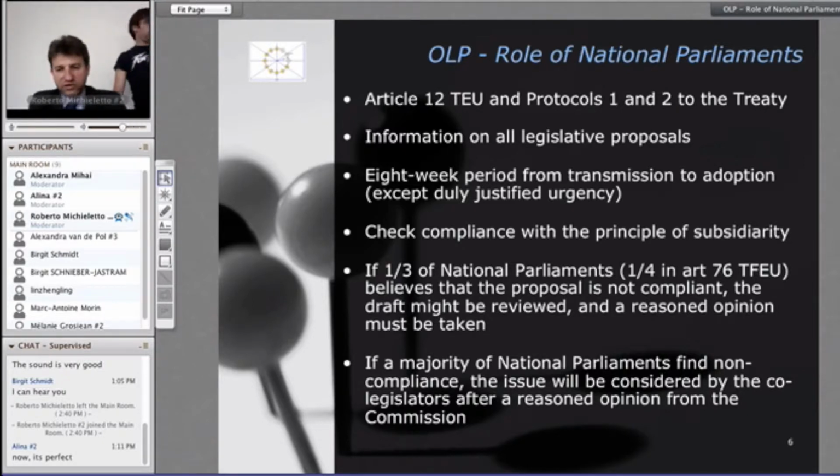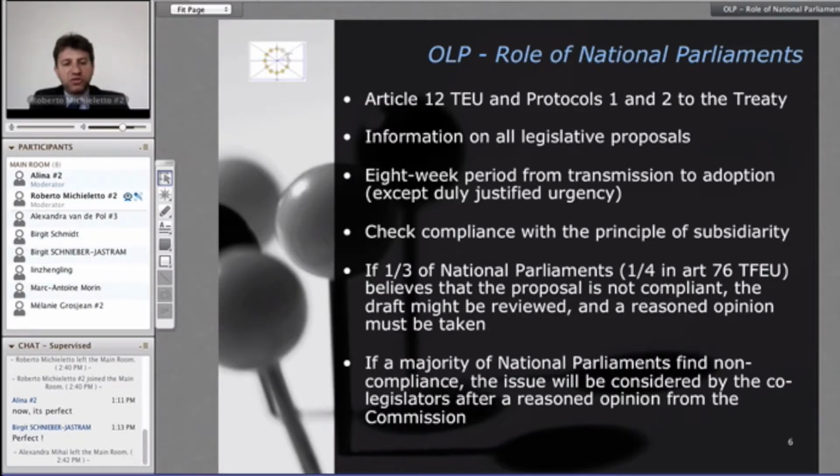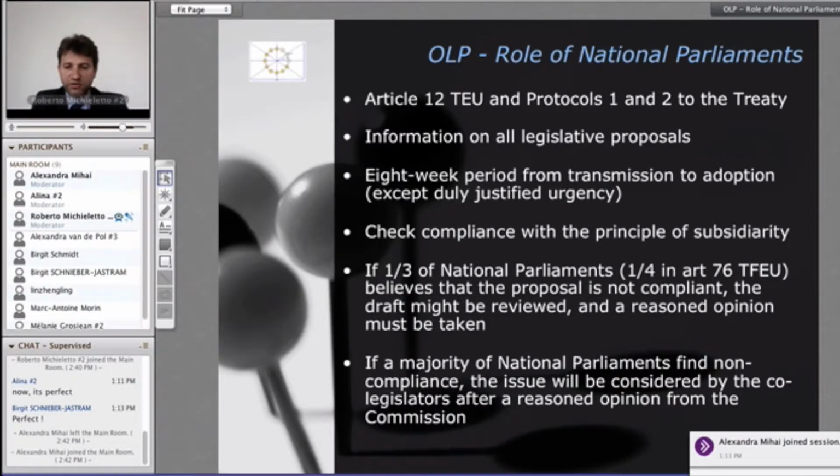But what is the role of the co-legislator? There is no role at this stage, but there is a role for the co-legislator if the majority of national parliaments thinks that the proposal is not compliant with the principle of subsidiarity. In this case, the issue has to be considered by the co-legislator after a reasoned opinion from the Commission. So we always have the reasoned opinion from the Commission.